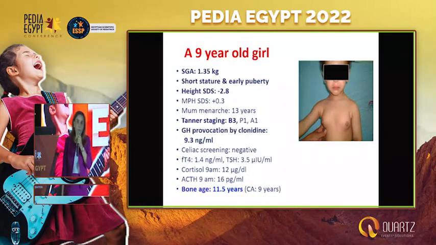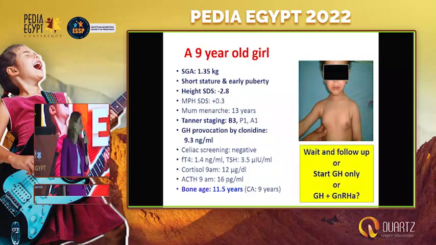Now, another quite common story that we see in Arab countries, the story of this 9-year-old girl. She was born SGA. She came with short stature and early puberty. She's very short, Tanner breasts 3. Her growth hormone stimulation test is normal, and the rest of the labs are normal. And look at the bone age. The bone age is advanced, so this girl does not have enough time. What would you like to do for this girl?